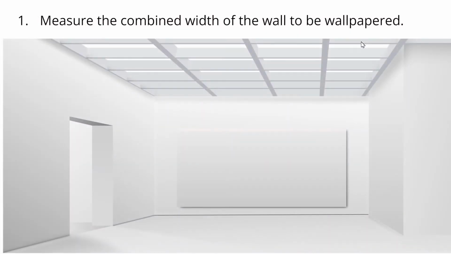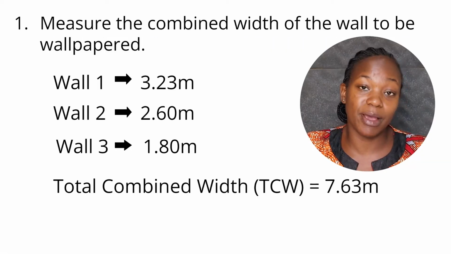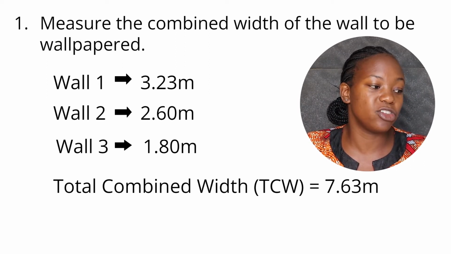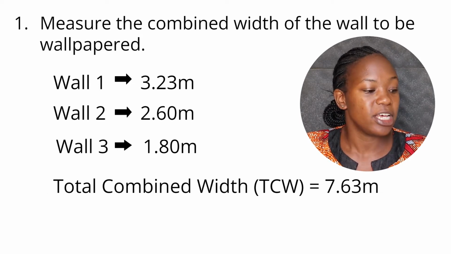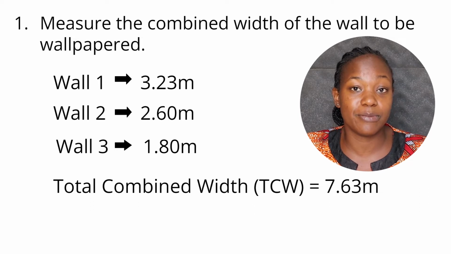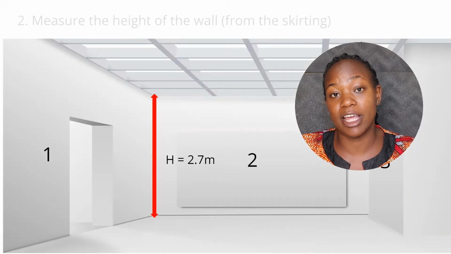If this was the area that I wanted us to measure, assuming that I have 3 walls, we're going to take wall 1, wall 2, wall 3, and measure the width of the first wall, the second wall, and the third wall, and then get a total of that. I've measured my walls here and the first wall is 3.23 meters, the second wall is 2.60 meters, and the third wall is 1.8 meters. So my total is 7.63 meters. If you had one wall, you just take the width of that wall and multiply it by the height.